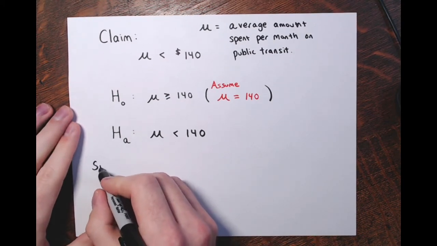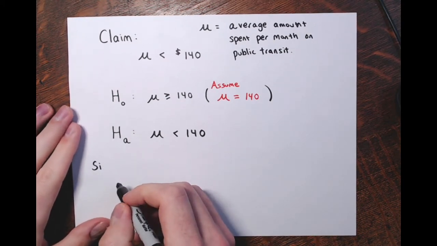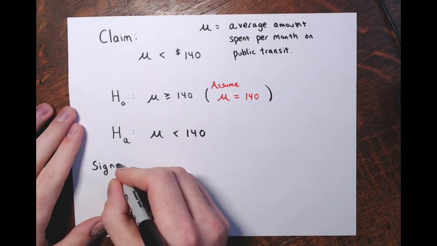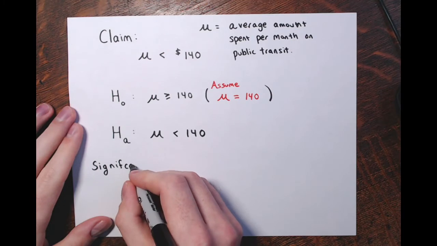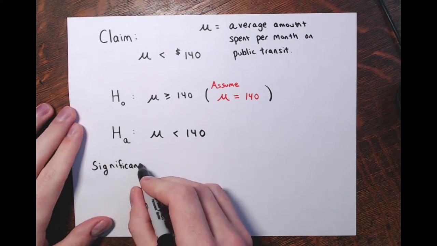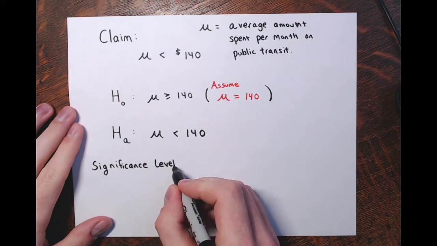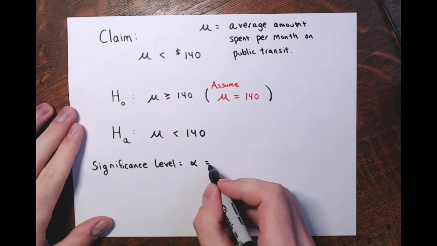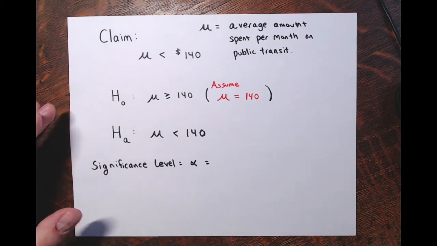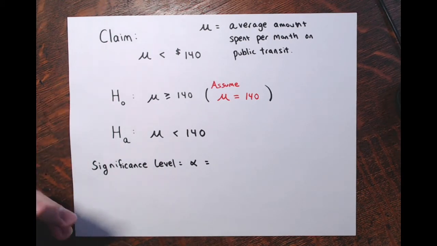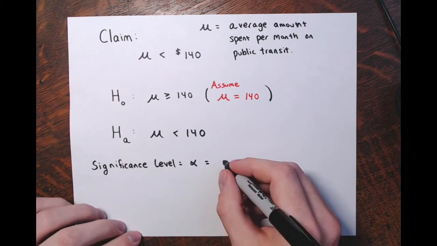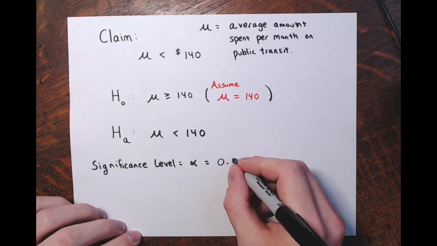Then after the claim is set up and the hypotheses are written, you identify a significance level for the test. Significance. Now that was that value alpha. Now if the significance level is not mentioned, we can assume 5%. That's usually a reasonable significance level for any test. But it is mentioned here. They said it was 5%, right? They said at the 5% significance level. So 5% or 0.05.